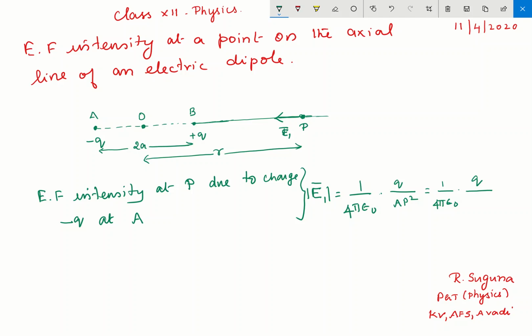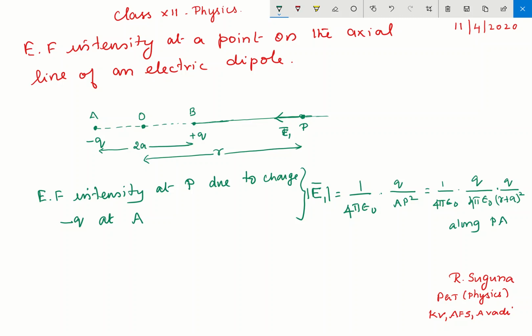Hope you are following me. Therefore, Q by 4 pi epsilon naught into Q by, from the center the distance is R, and plus A, R plus A the whole squared. And the direction is along PA. It is attractive.